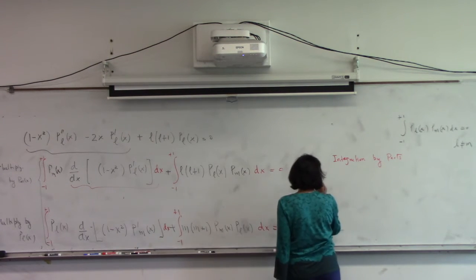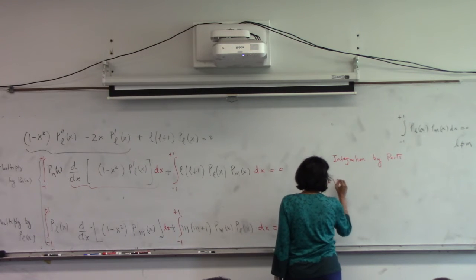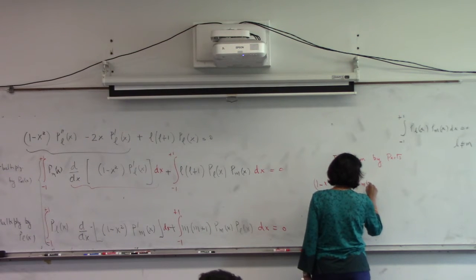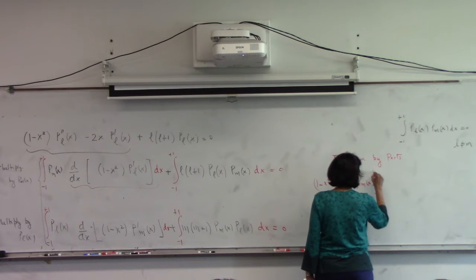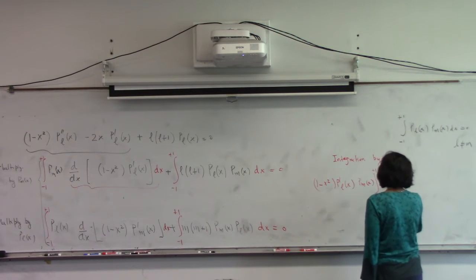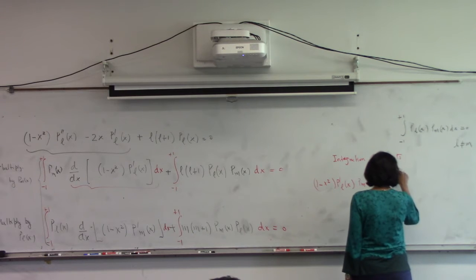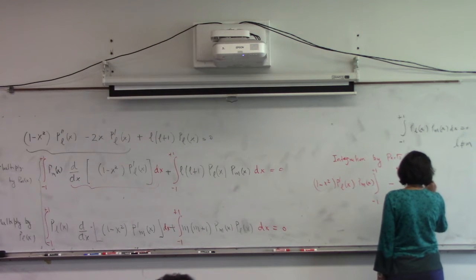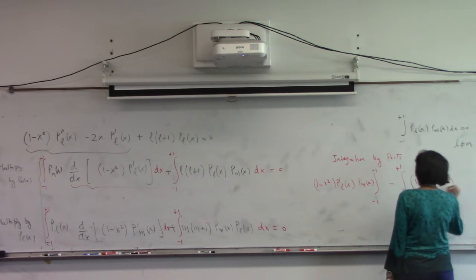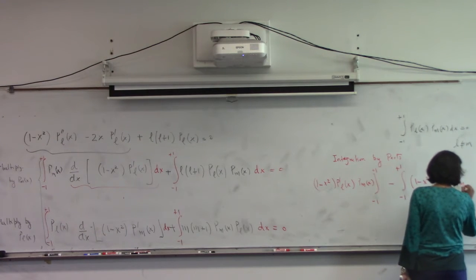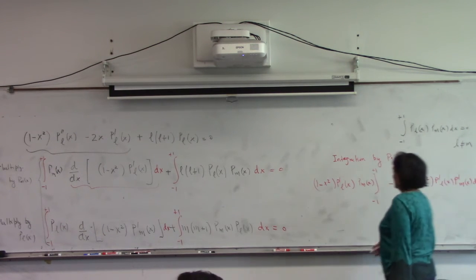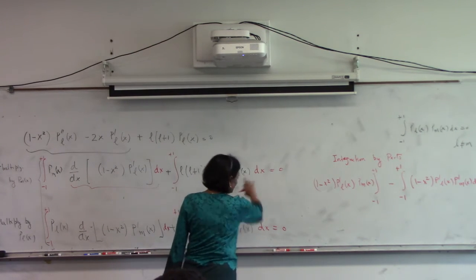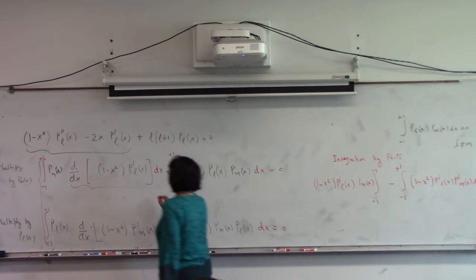So I get the integral from minus 1 to plus 1 of (1 minus x squared) P_l prime times P_m, minus the integral from minus 1 to plus 1 of this quantity P_l prime, and I can take the differential of that, P_m prime dx. So that's that term, and this one I'm going to leave like that. So this is just this part I'm writing, okay?